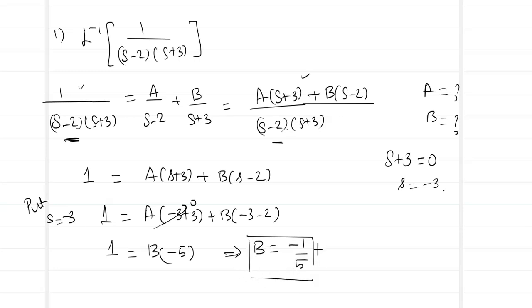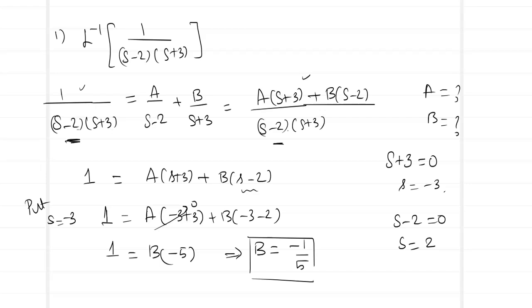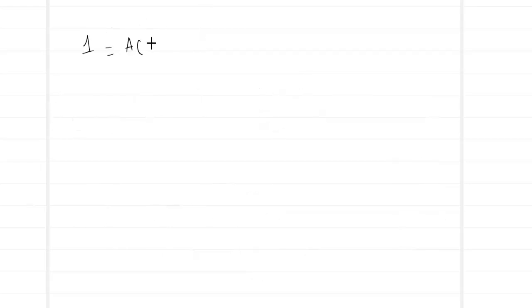Now, how about the second constant? We have one more factor called as s minus 2. Equate that to 0. So, what we have is s is equal to 2. When I substitute s is equal to 2 in the above equation, what we will be having? I have 1 equal to a times of s plus 3 plus b times of s minus 2.